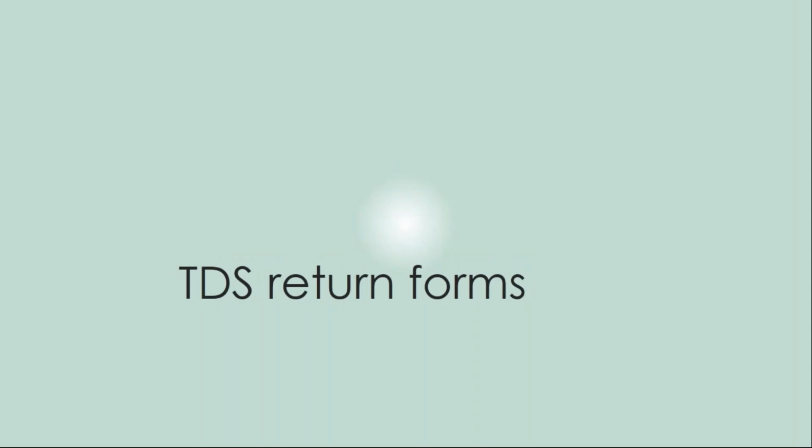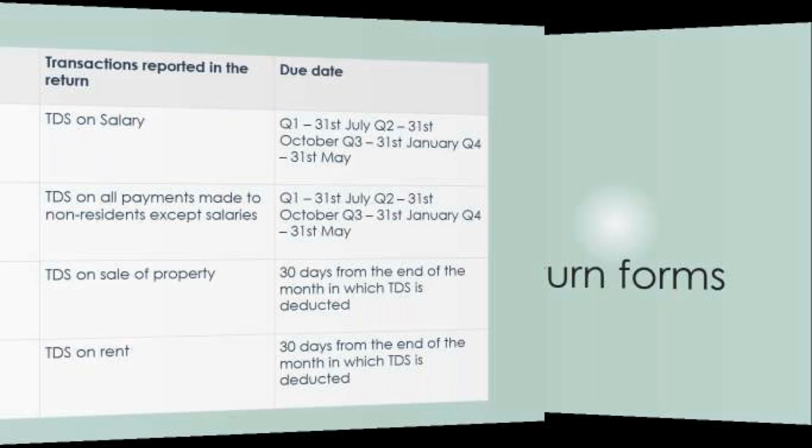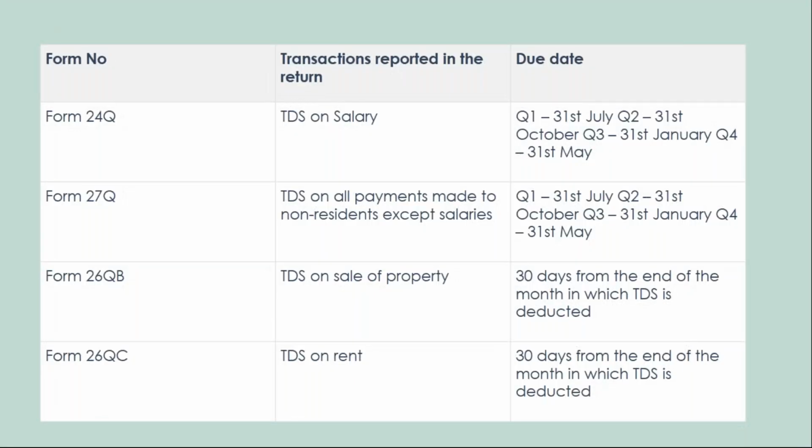Okay, then how will I pay a tax? How will I have to pay a tax? So when I'm paying a tax, these are the application forms that I have to fill. For salary, I have to deduct a TDS and I have to pay through form 24Q. Okay, for other than salary, it is 27Q.